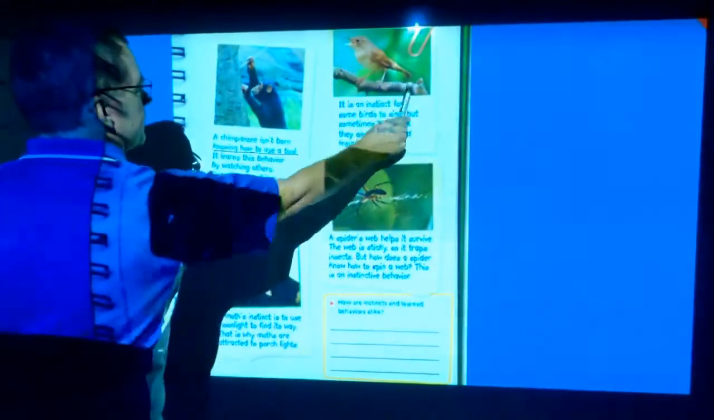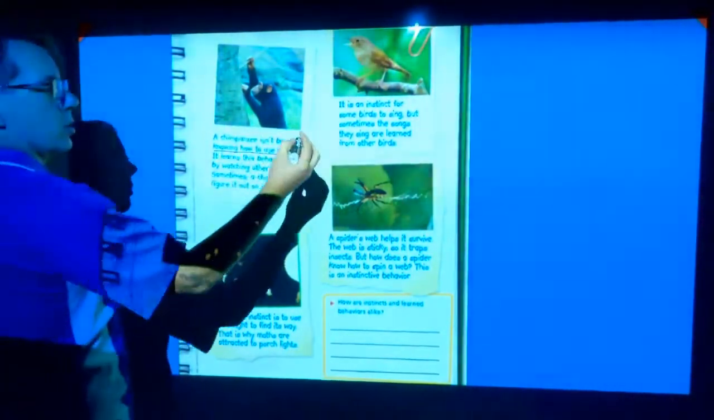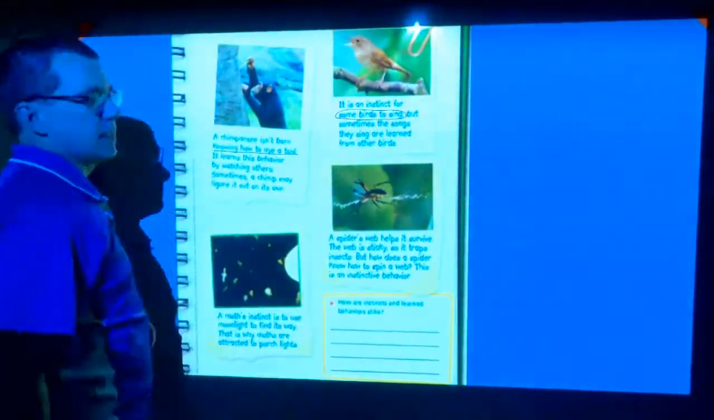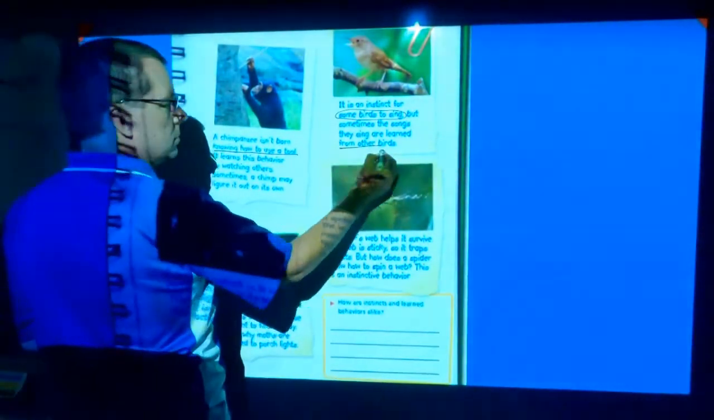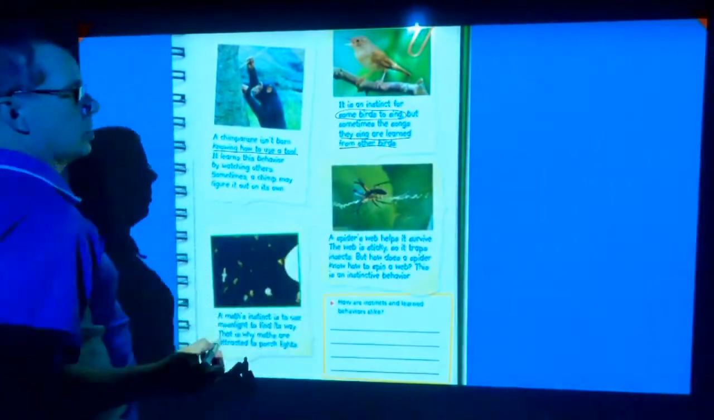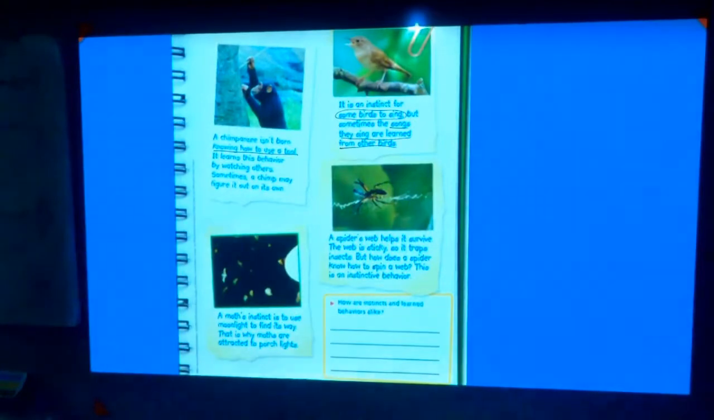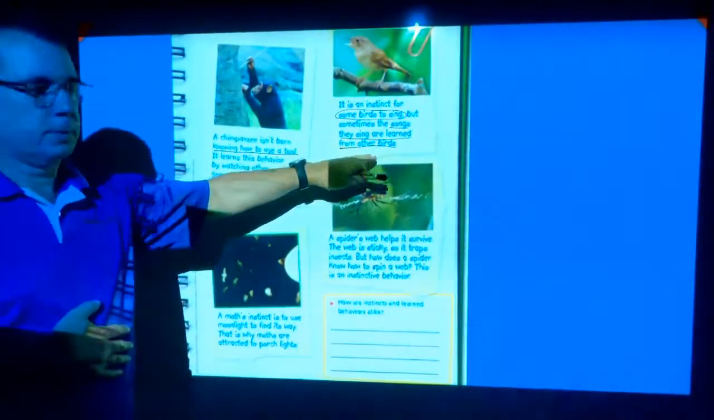We're looking at the bird. It is an instinct for some birds to sing, but sometimes the songs they sing are learned from other birds. So the instinct is to sing, but the song is learned. They know how to sing, but the song they don't know.